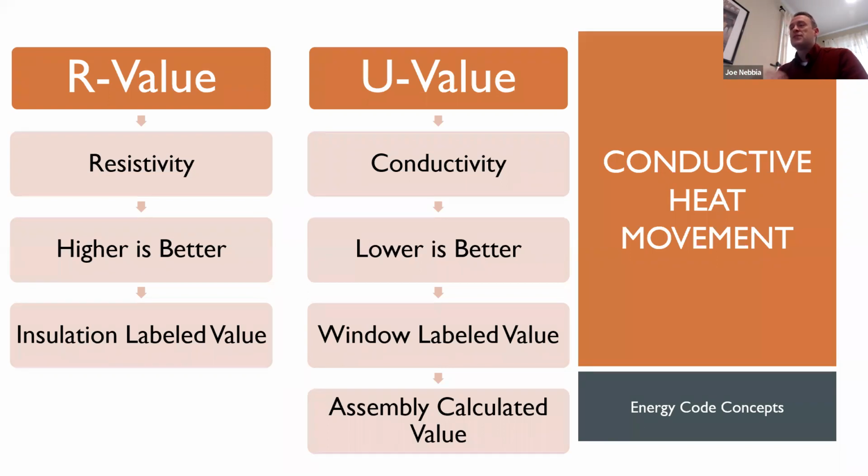So when the code says you have to have R38 in your attic, for example, that's an amount of insulation. If it's a batt of insulation, then it should be labeled on that batt of insulation. If it's a blown-in insulation or something like that, then the product should have specifications that say how much R value per inch there is. Now, how you install that insulation will have an effect on how well it performs, but the code is requiring a labeled amount of insulation or a tested amount of insulation if it's not physically labeled.